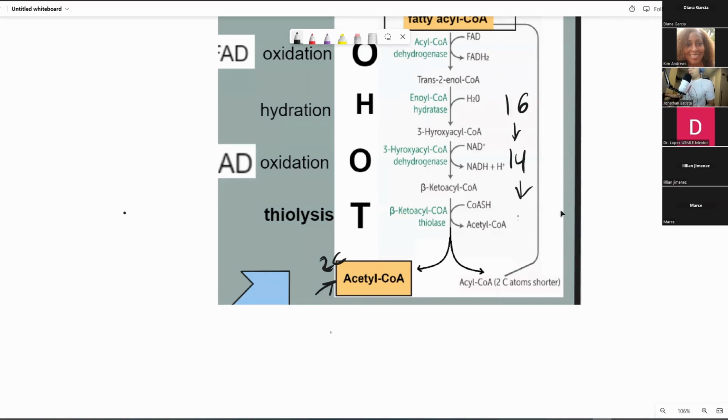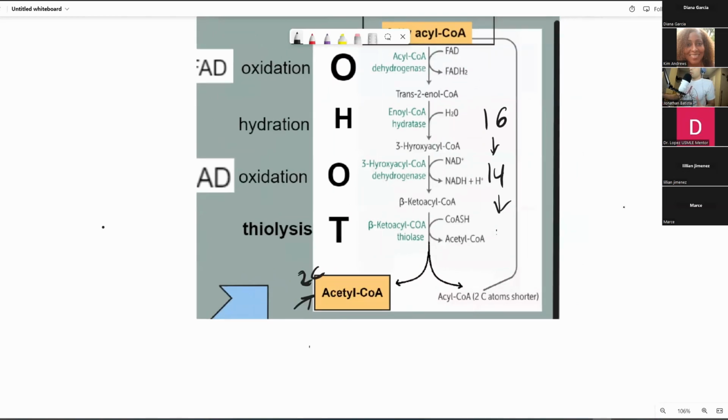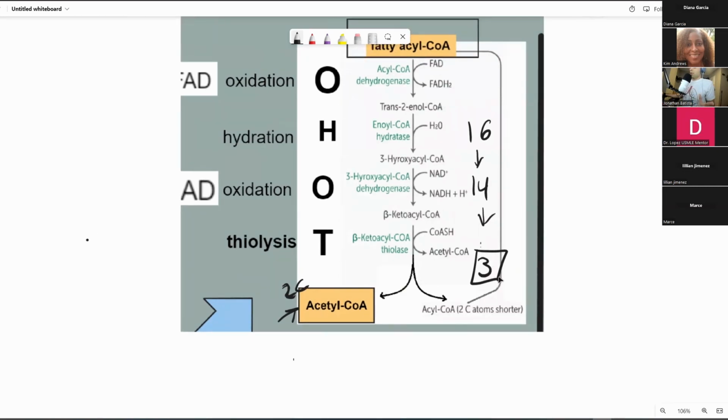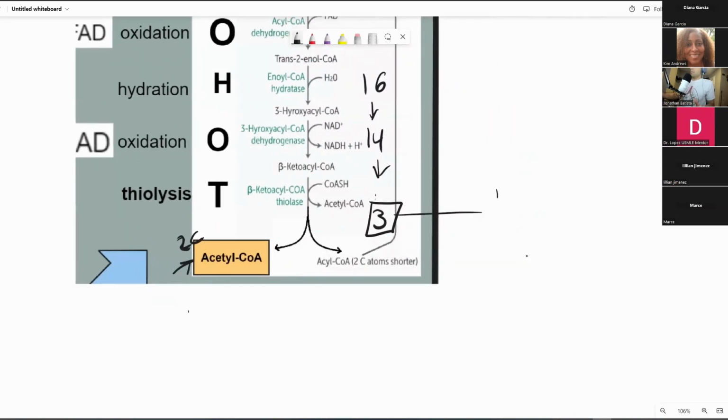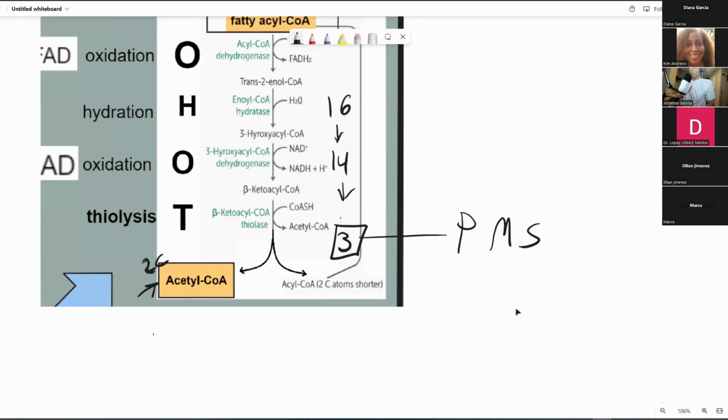Now, this process here, like we said before, if it's an odd chain fatty acid, if you only have 3, you can't break it down anymore. You can't break it down into any group that will make sense here. So what ends up happening is that this 3 would be an odd chain fatty acid. And it goes through the cycle of PMS. Remember that. Propionyl-CoA, methylmalonyl-CoA, and succinyl-CoA. All right, perfect. Methylmalonyl-CoA.